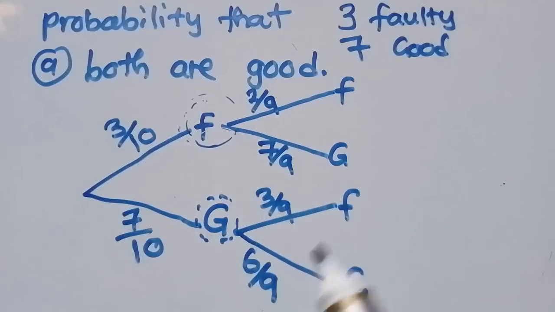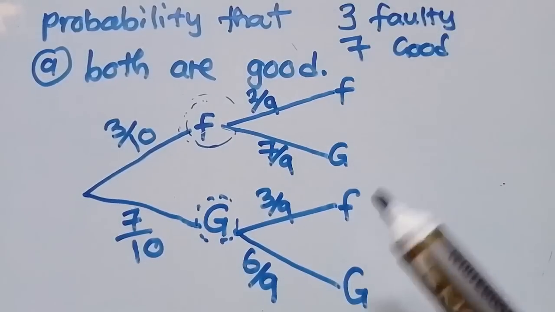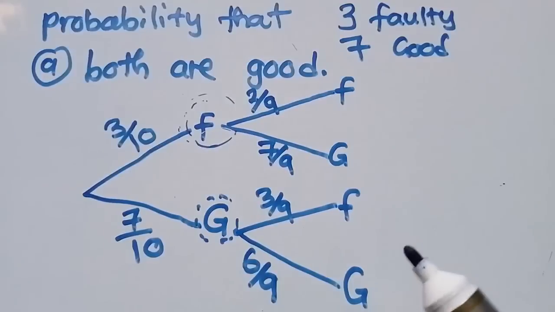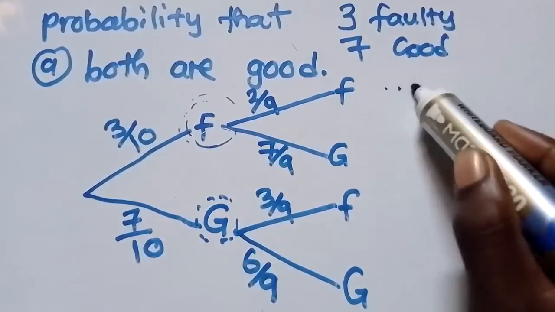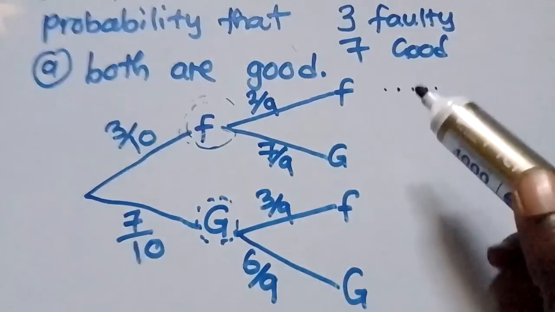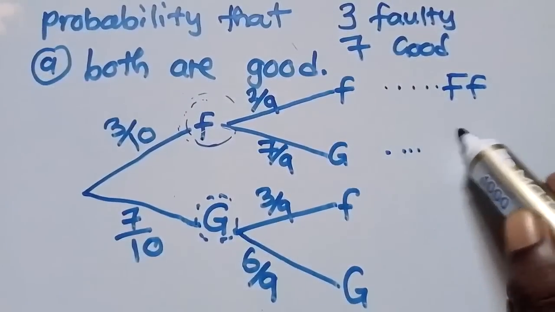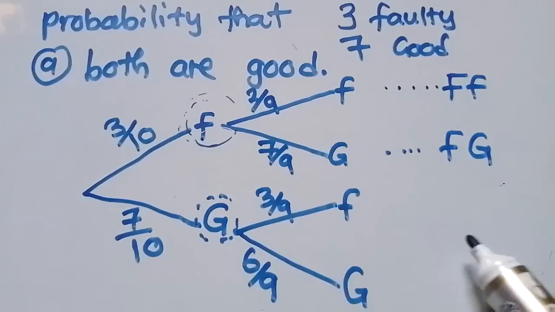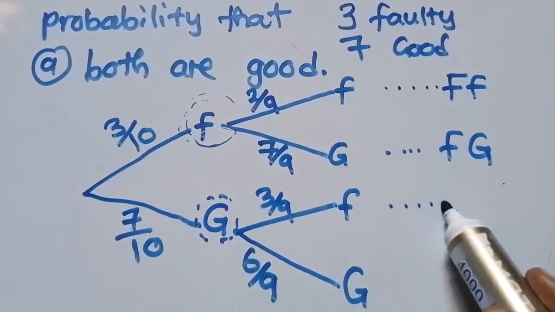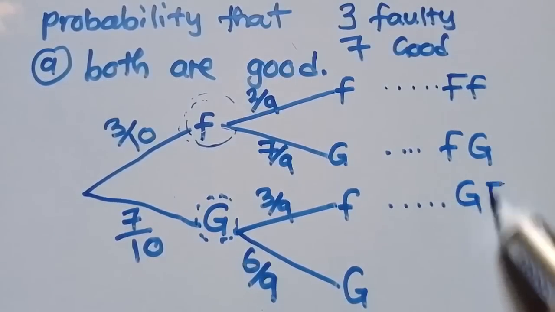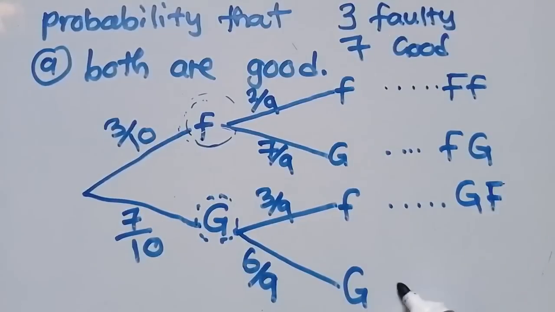After drawing the tree diagram like this, this is how your tree diagram should be. Have you seen how my tree diagram is? Then you put outcomes here. This is FF. Here you are going to say FG. We move there, you say this is GF. From there you say good, good, GG. So this is how your tree diagram should be.